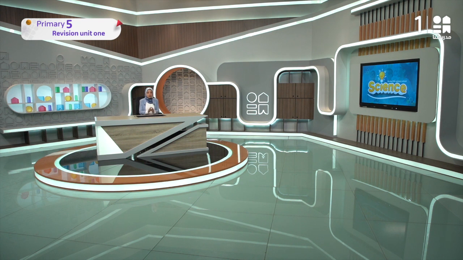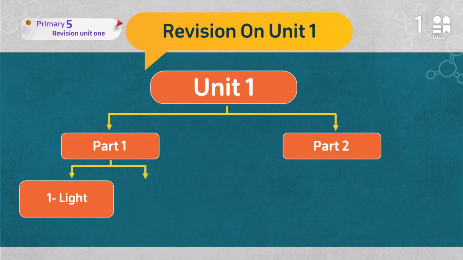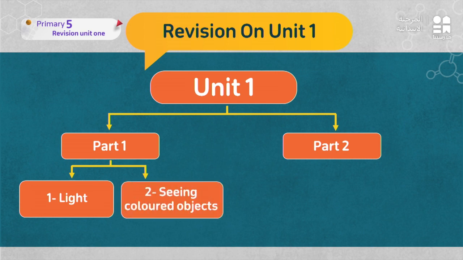Our revision in unit 1, before we begin, لازم نفتكر سوا the lessons that we have in unit 1. The lessons that we have in unit 1 كأنهم متقسمين into two parts. Part number 1 بيتكلم عن إيه؟ Part number 1 which is the first two lessons. Lesson number 1 which is the light, and lesson number 2 which is the seeing colored objects. ده كده أول part في اليونت اللي the first two lessons.